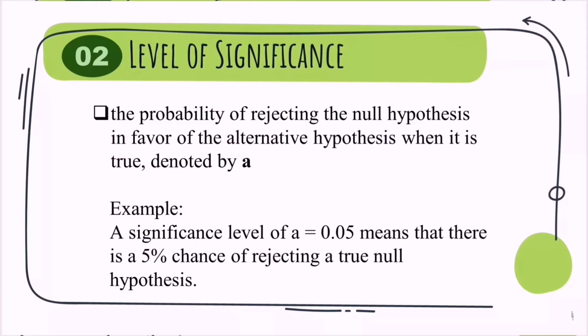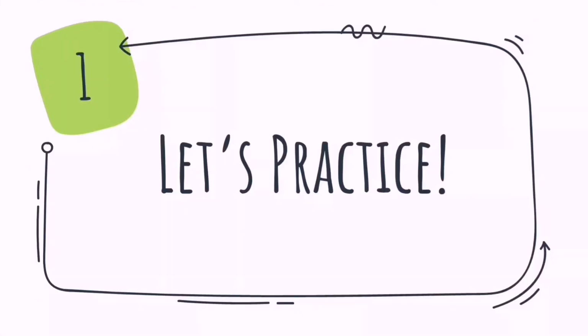Number 2. Level of significance. The probability of rejecting the null hypothesis in favor of the alternative hypothesis when it is true, denoted by alpha. It has typical values of 0.05 and 0.01. Example, a significance level of alpha equals 0.05 means that there is a 5% chance of rejecting a true null hypothesis. So now we're done with the first part, so let's proceed to practice.